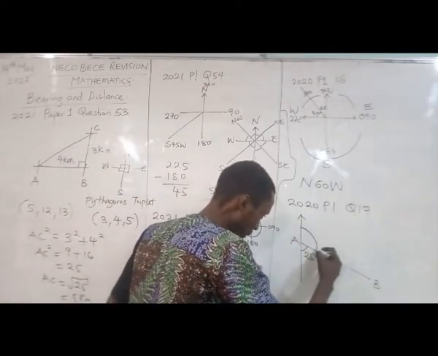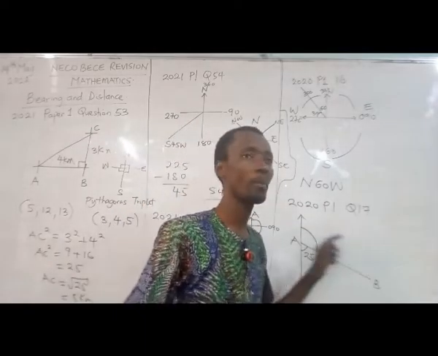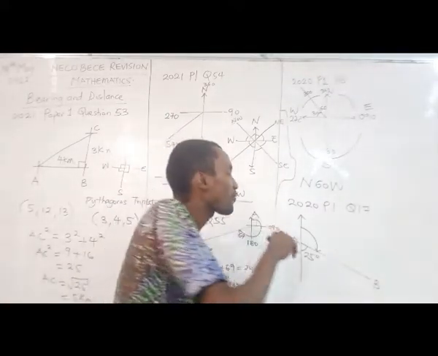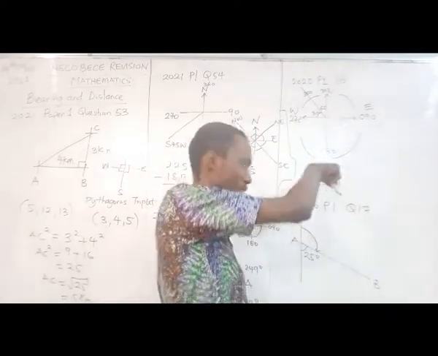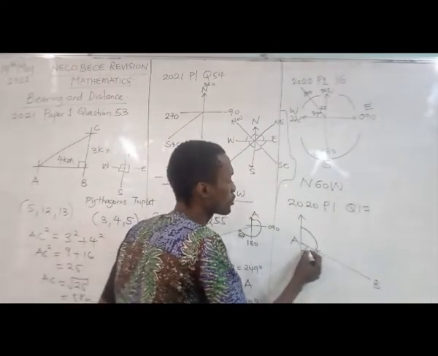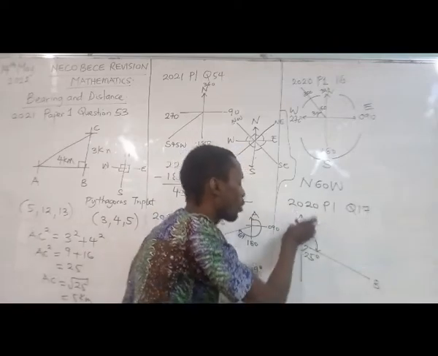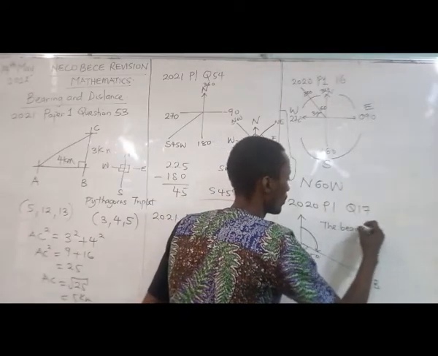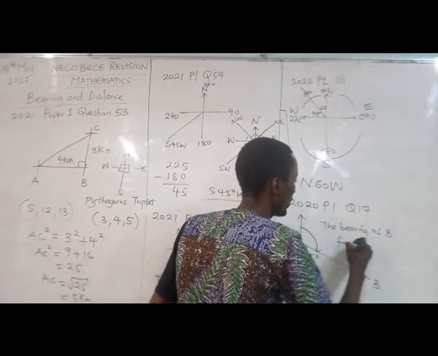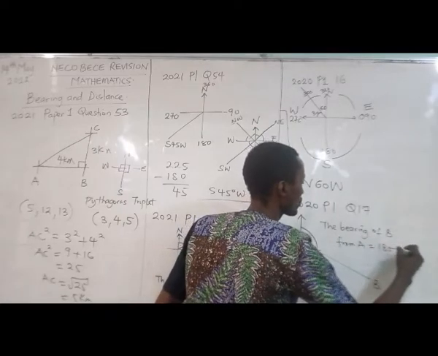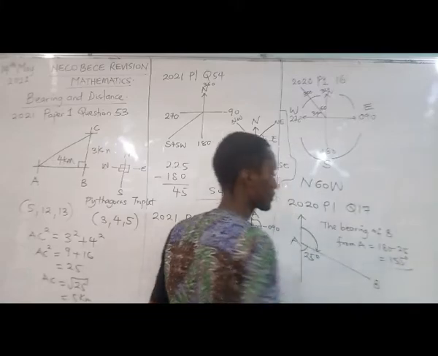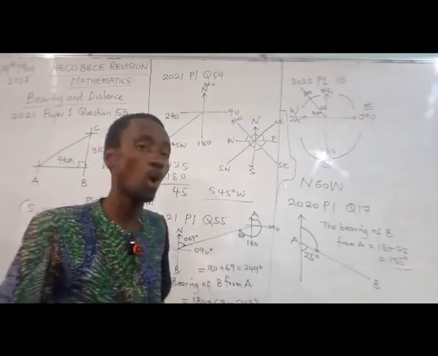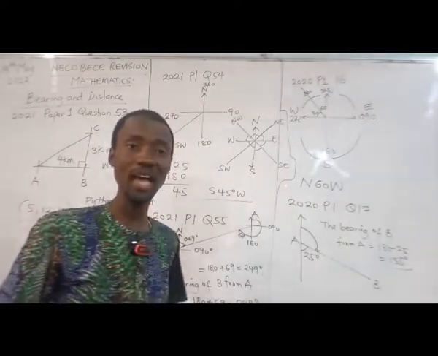What they are saying is, what is this angle? Bearing of B from A means measure the angle on A. And how do you measure the angle? You start from the north and read downwards. If this angle is 25 degrees, remember that angles on a straight line are 180 degrees. So the bearing of B from A will be 180 minus 25, and that will be 155 degrees. This is OBJ, so you don't even need to write so much. Once you understand the question, you will know what to do. Alright, so that takes care of that.